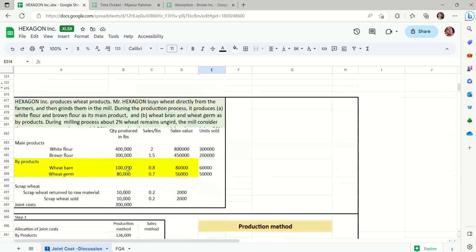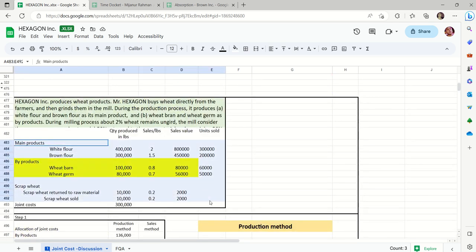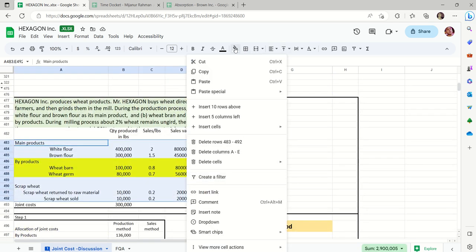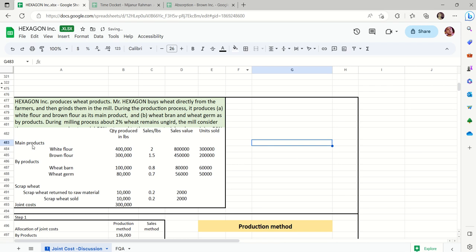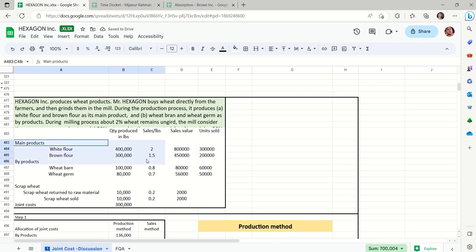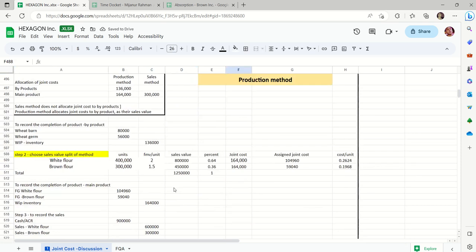We are given the information, so we just simply copy down these cells. I'm going to reset this color. We just simply copy this down up to the sales value, all of it, if you're given this information. If not, then you'd have to manually calculate it. So for white flour, we produced 400,000 units, and for brown flour, we produced 300,000 units.